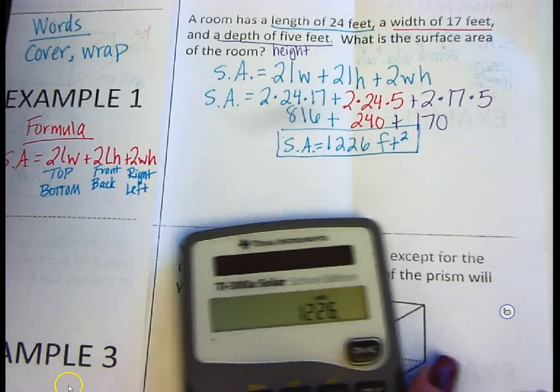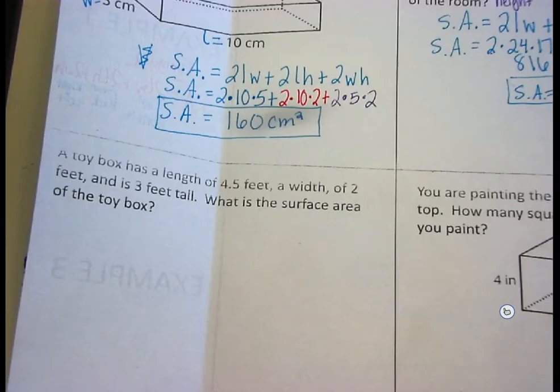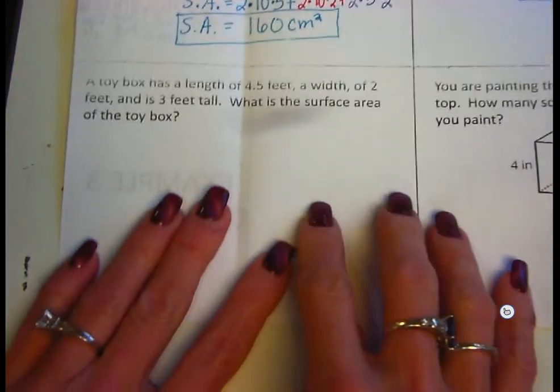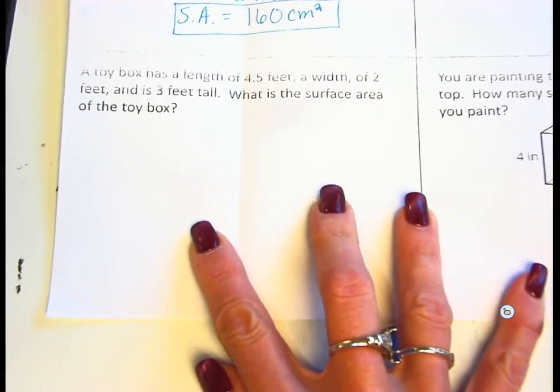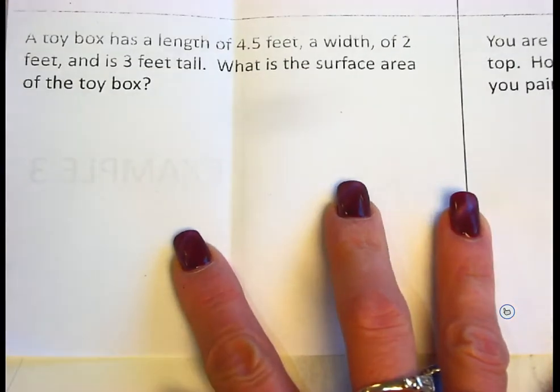So let's move on to example 3. Example 3. Okay, so now we have a word problem about a toy box. A toy box, and it gives us the length, the width, and the height.